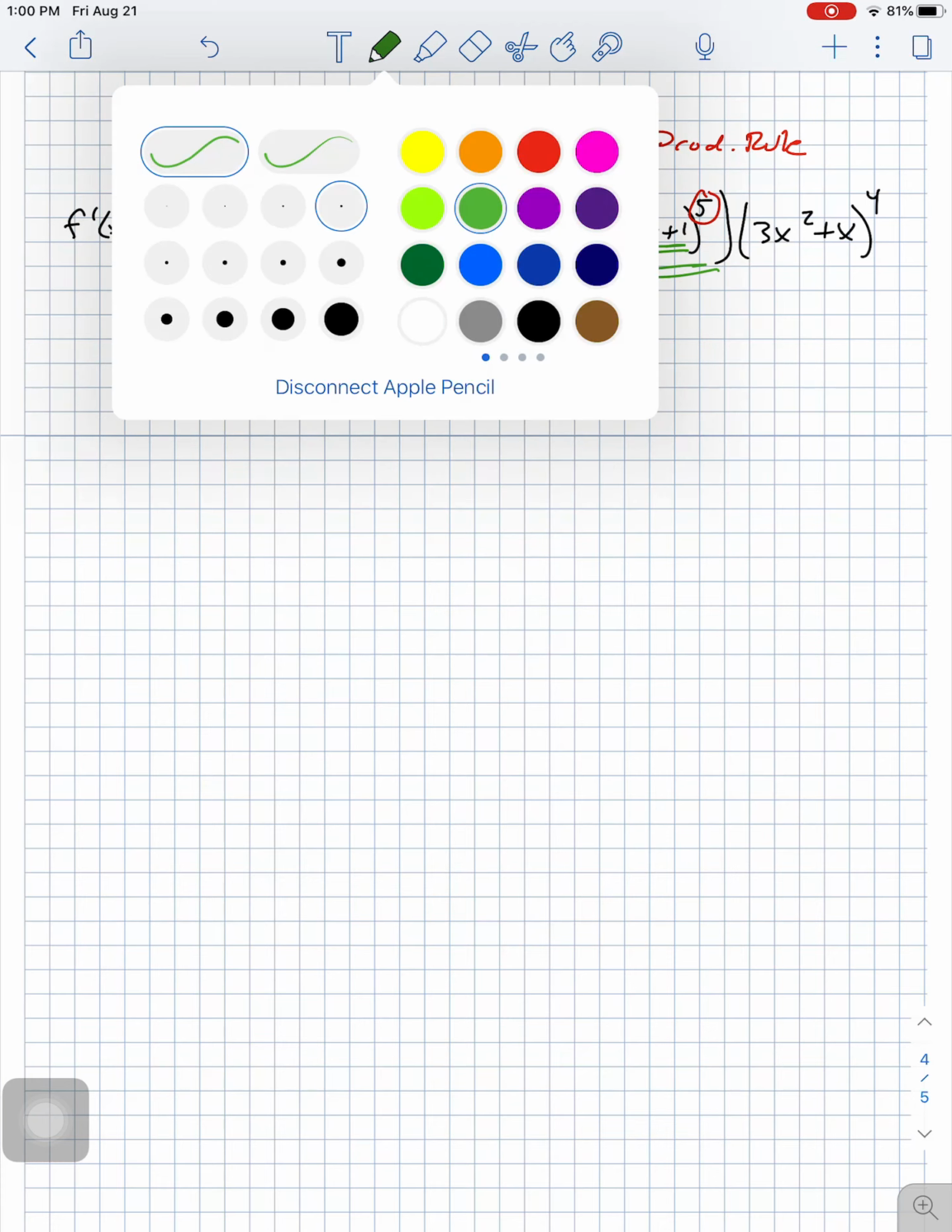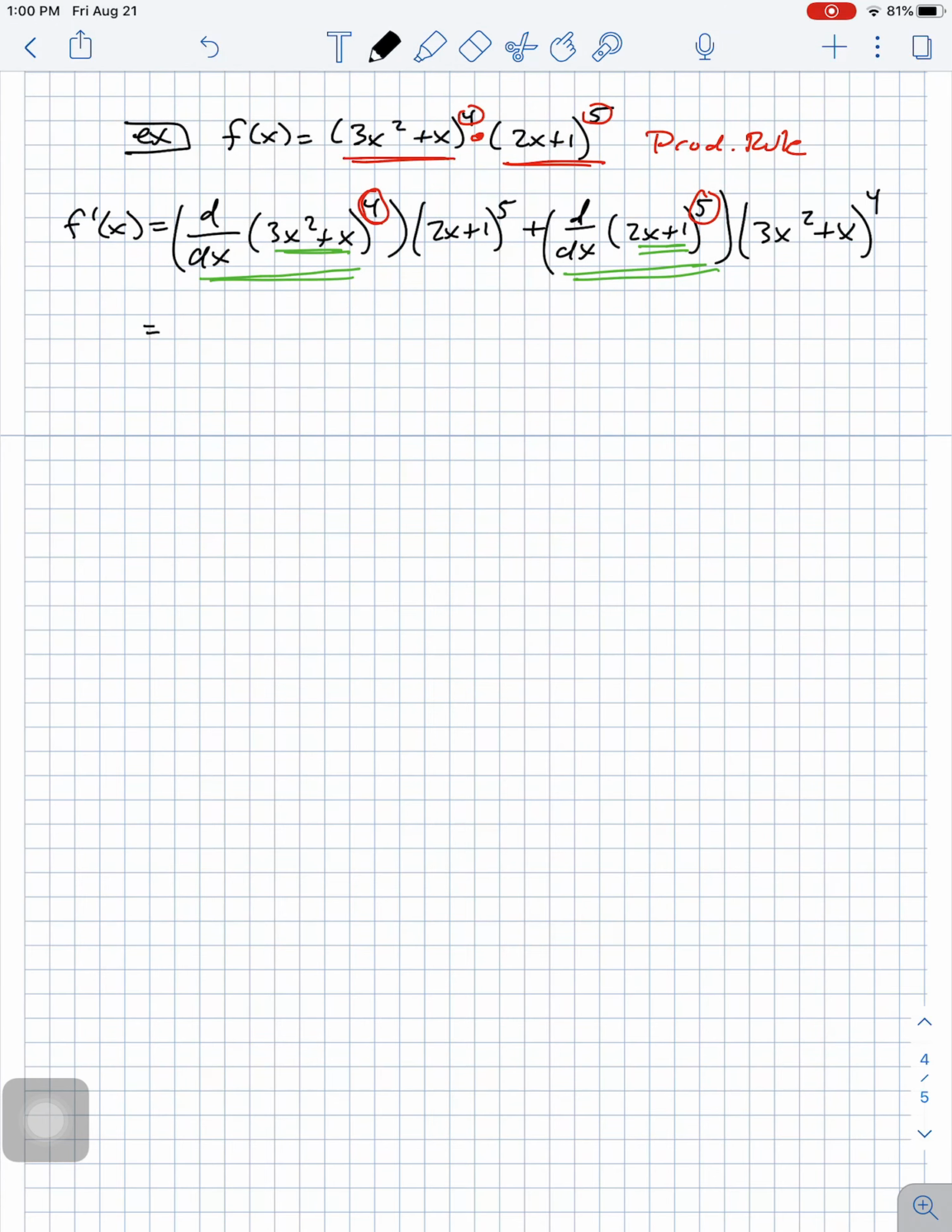So let's do those derivatives really carefully here. The derivative of the outside function evaluated at the inside function times the derivative of the inside function.